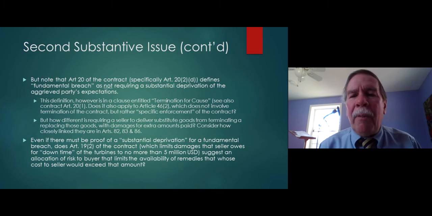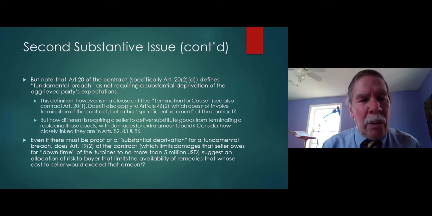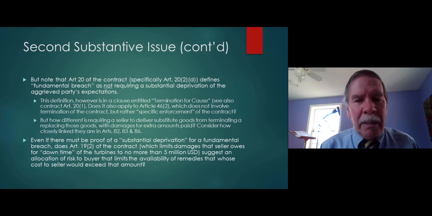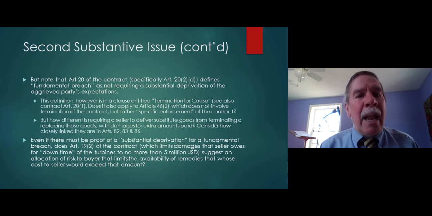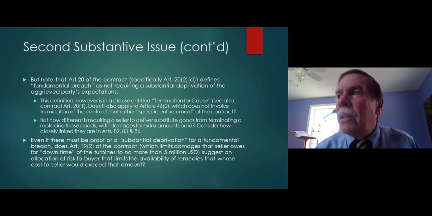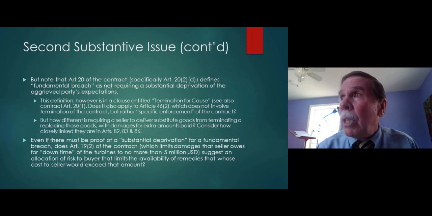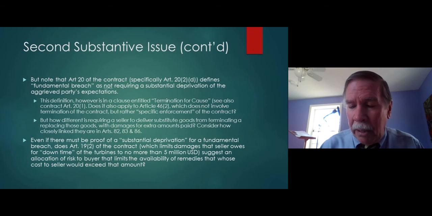Even if there must be proof of a substantial deprivation for a fundamental breach, does Article 19.2 of the contract, which limits damages that the seller owes for downtime of the turbines to no more than $5 million US, suggest an allocation of risk to the buyer that limits the availability of remedies whose cost to seller would exceed that amount? Is that true in this case? So, something to think about with Article 19.2.